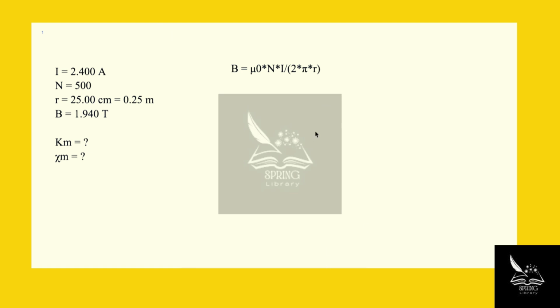Right, so this is question 28.54, where we have a solenoid that's a torus, and we know that the current in the windings is 2.4 amps. We know the number of windings, we know the mean radius, which I've converted here to meters, and we know that the magnetic field inside the windings is 1.94 Tesla.